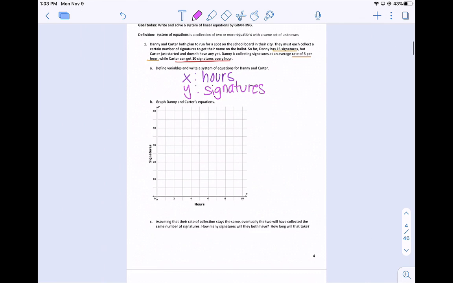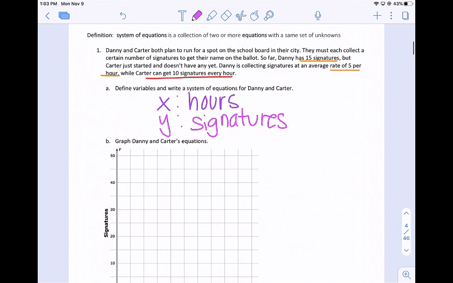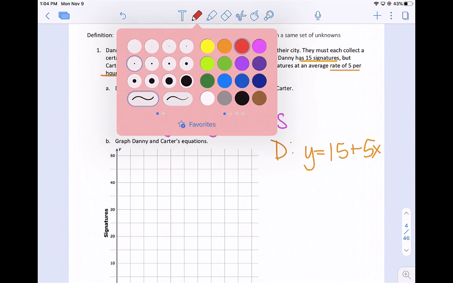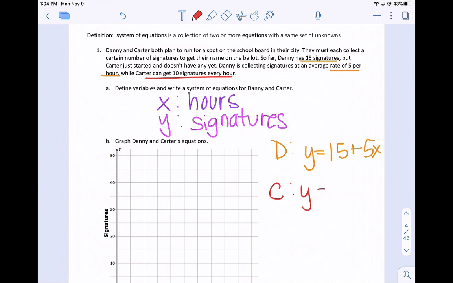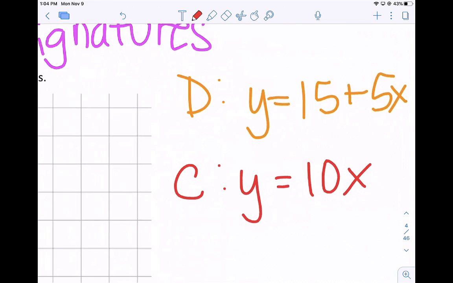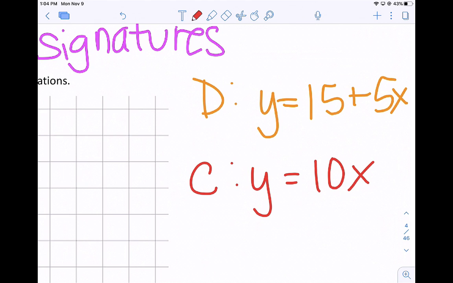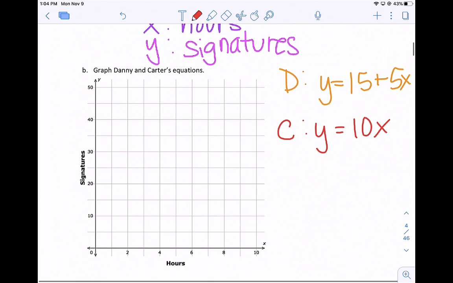All right, and let's graph the equations. I'm going to write out the equations first. All right, so let's write Danny's equation. He starts with 15 signatures, and he collects 5 every hour. So there's Danny's. And then for Carter's, he doesn't start with any, but he collects 10 every hour. So his y-intercept is 0, doesn't start with any, but he collects 10 every hour. So there are their equations.